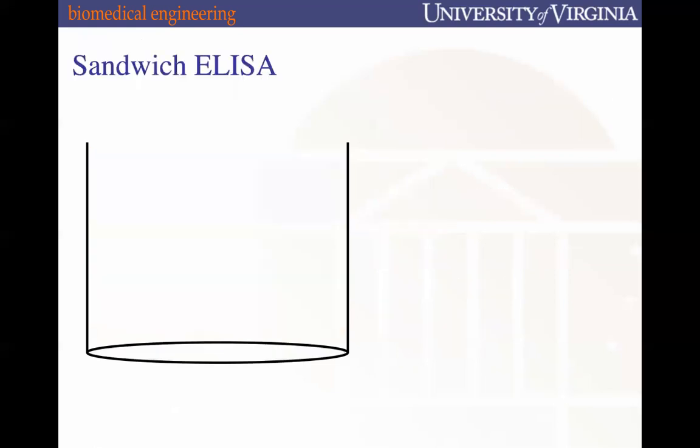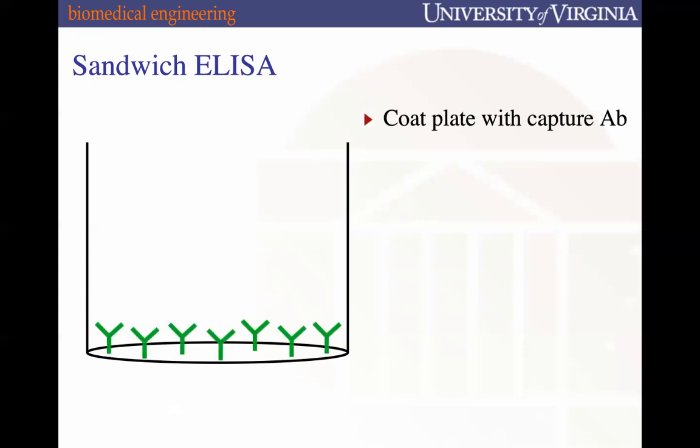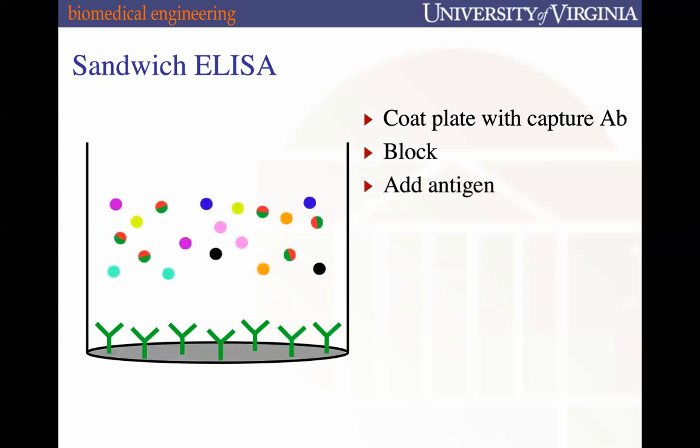Now, sandwich ELISAs are really widely used. And so what ends up happening, it's slightly different, but a lot of the same concepts. Instead of coating the plate with antigen, you're coating the plate with a capture antibody. All right. Now, again, with each step you're going to be washing, you're going to introduce your block to reduce non-specific binding. Now you're going to add your antigen.